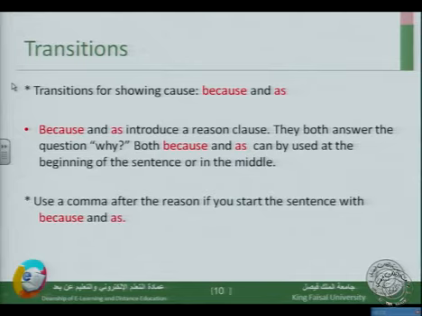Because and as can be used at the beginning of a sentence or in the middle. You need to pay attention that you have to use a comma after the reason if you start the sentence with because and as. So these are kind of advice on what you can do when you write a cause and effect essay.